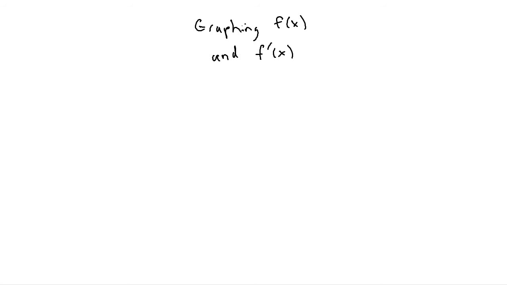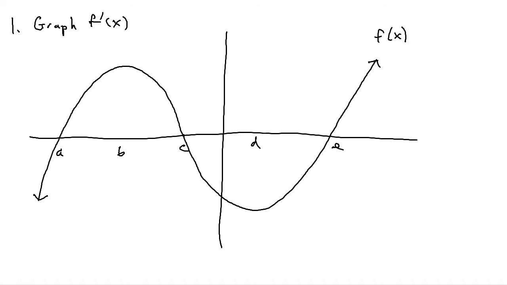So let's take a look at graphing functions and their derivatives. So looking at number one, let's say we are given the graph of f of x and we're trying to graph f prime of x. How could we do that? Well, the very first thing I look for is where the slope of the graph of f of x equals 0. So we're looking for those horizontal tangents. And I see one here and here.